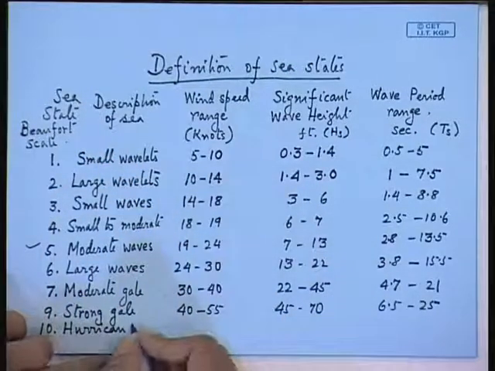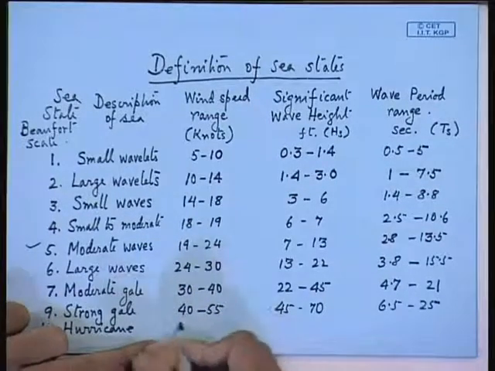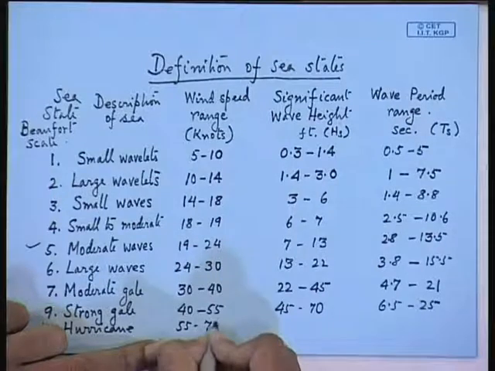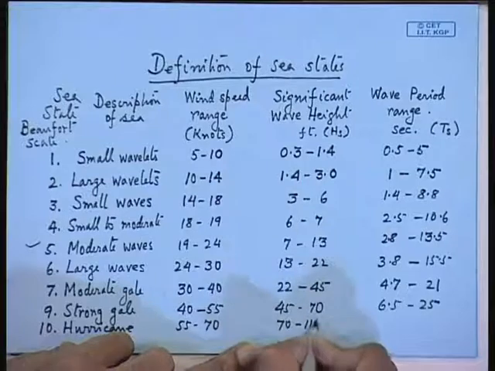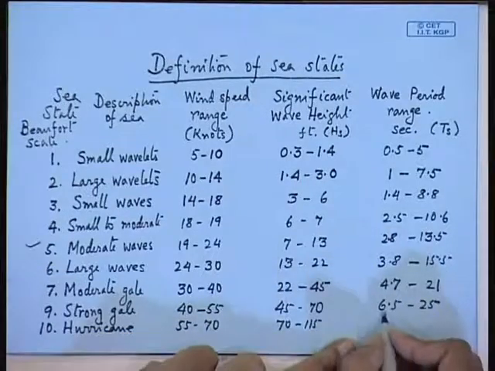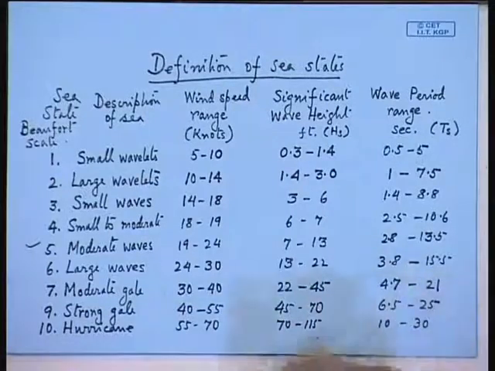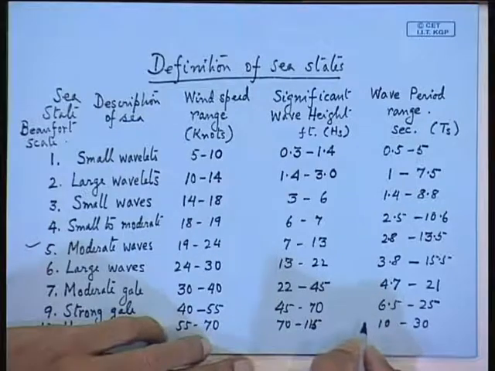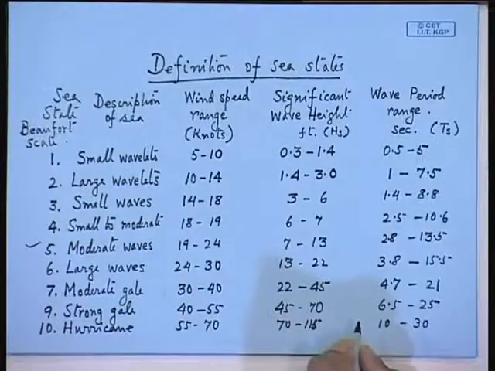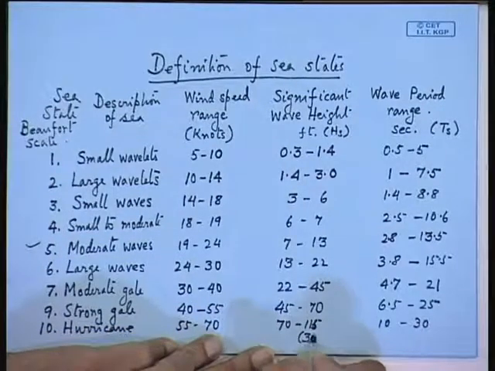So hurricane is 55 to 70, and we are getting 70 to 115 feet, 10 to 30 seconds significant wave period. So 115 feet is how many meters? 115 feet is about 30 meters. So hurricane conditions you will get at 30 meters.